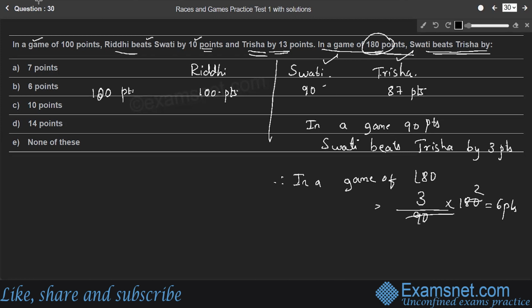If Swati's point is 180, so in a game of 180 points, Trisha will get 6 plus how much? The difference should be 6, right? So Trisha will get 174 points, right? So that Swati beats Trisha by 6 points, right? So option B is the right answer.